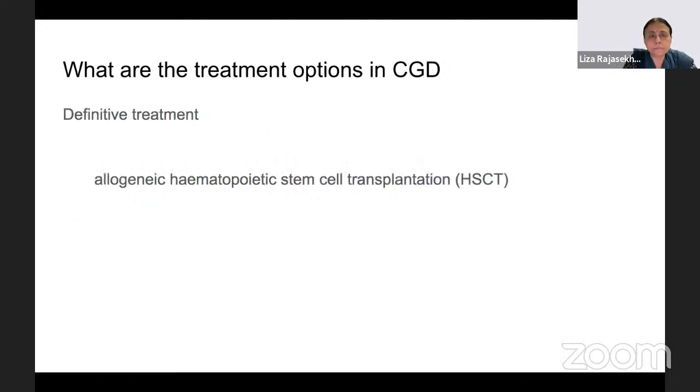Next. The definitive treatment in CGD is allogeneic hematopoietic stem cell transplantation. And actually, there's a lot of activity in this field, because if you know how your patient is, if you know the mutation, if you know the residual NADPH oxidase activity, then it is up to the clinician to decide how urgent is the need for allogeneic hematopoietic stem cell transplantation.